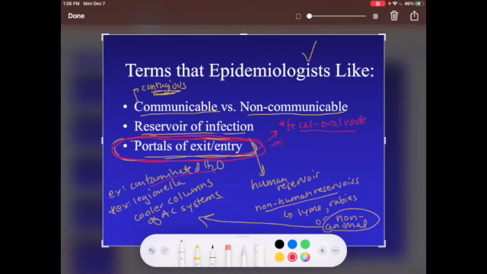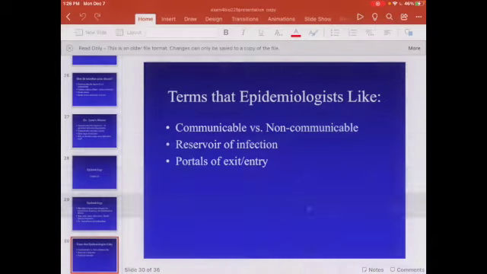Sexual route, so genitalia. For sexually transmitted diseases, how do they get in and out of the body?